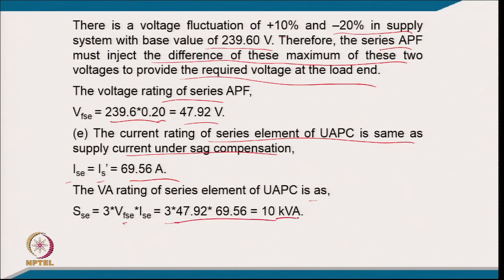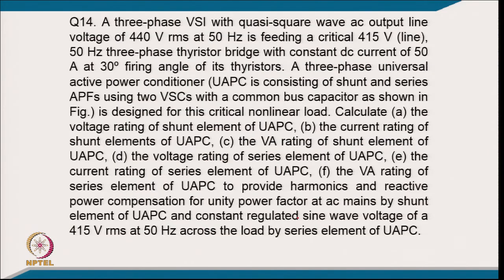So, putting the value it comes 10 kVA. Well, coming to the 14th numerical problem: a 3-phase VSI with quasi-square AC line voltage of 440 volt RMS and 50 hertz is feeding a 415 volt line, 50 hertz 3-phase thyristor bridge with a constant DC current of 50 ampere at 30 degree firing angle of its thyristor.